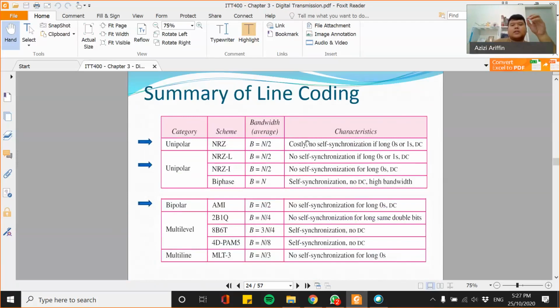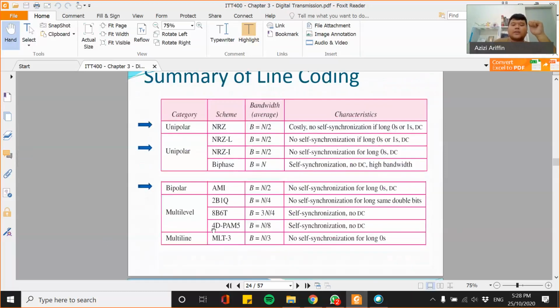unipolar is costly because it needs more bandwidth to send one signal, has no self-synchronization, and has a DC problem. For NRZ-L and NRZ-I, there is also no self-synchronization and also a DC problem. For bipolar and biphase, it has self-synchronization and no DC problem, but it has high bandwidth. Bipolar AMI has no self-synchronization and has a DC problem. For multi-level, we can see here the characteristics and maybe the advantages of using such encoding.